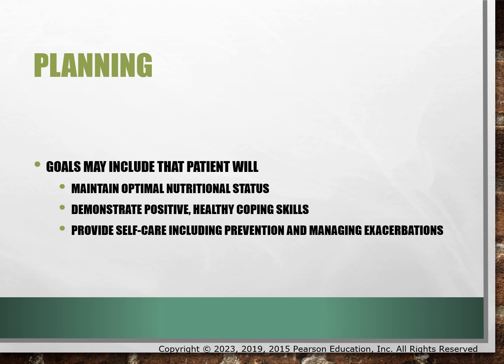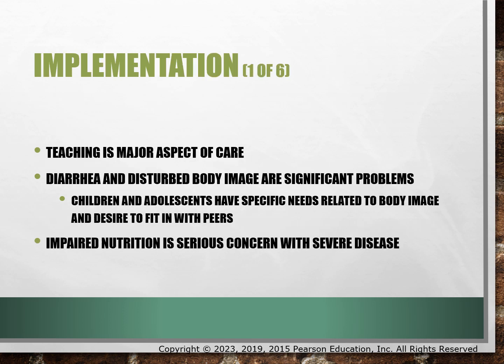The patient will optimize nutritional status, including macro and micronutrients and adequate hydration during exacerbations of the disease and during times of remission. The patient will develop healthy and positive coping strategies for dealing with the impact of the disease. The patient will be able to provide self-care related to the disease, including prevention and management of exacerbation. So that's your plan. The implementation. Teaching is a major aspect. You have to teach them what to do and really enforce that they need to stick to the regimen plan. Diarrhea and disturbed body image are significant problems.